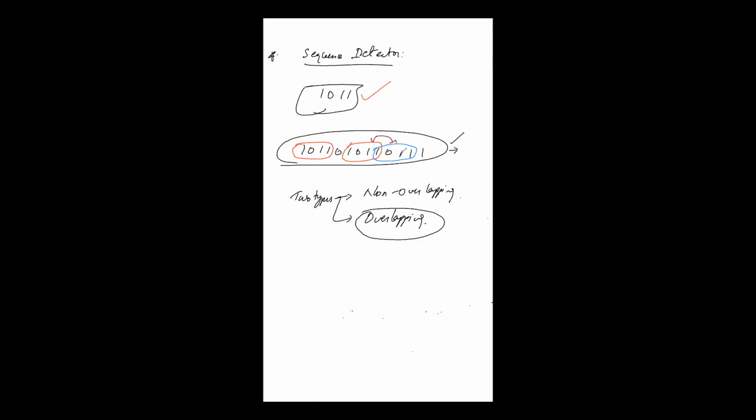The number of sequences detected here for the overlapping case will be 3. So 3 sequences are detected in this whole given bit stream. If you have a non-overlapping kind of condition, then you cannot select this. So for non-overlapping, the number of sequences that you have detected is 2. The two types of sequence detectors are overlapping and non-overlapping.